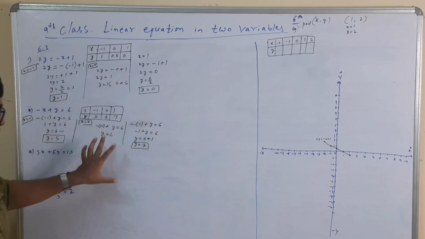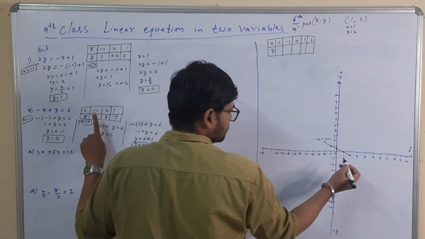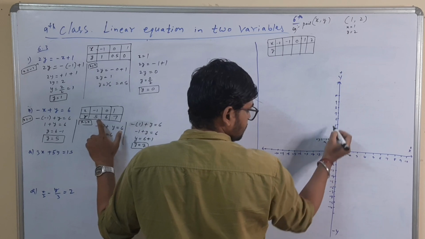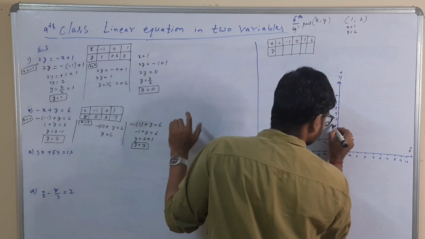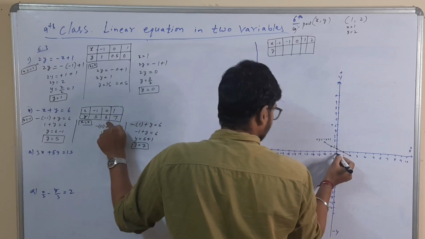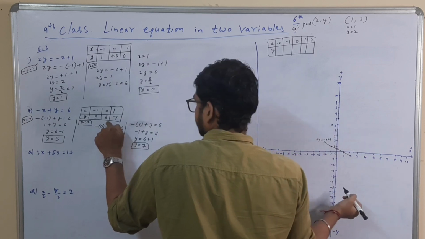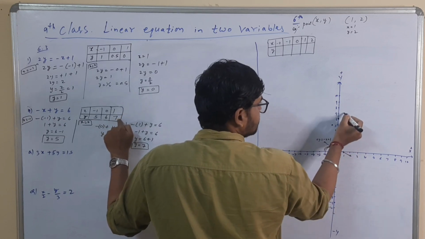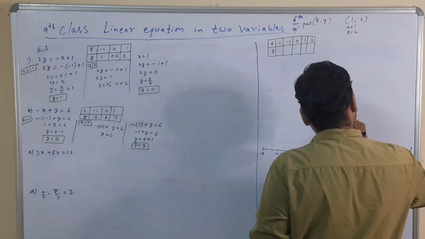Now I have to draw this on the graph. Let's see how it will come. X equal to minus 1, y equal to 5, here. This is the first value. Now x equal to 0, y is equal to 6. Next, x equal to 1, y is equal to 7. So we are getting a line. This is the second equation.